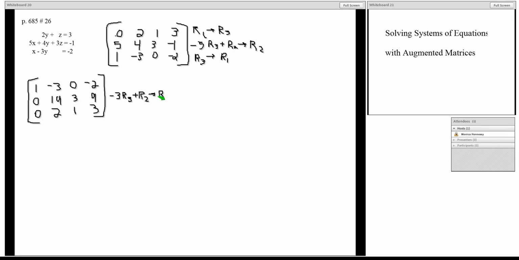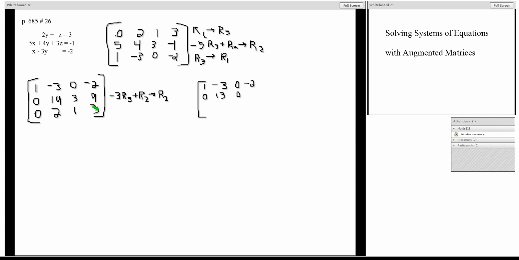Alright, so if I do negative 3 times this row plus this row, I should get the z terms, the third column, to disappear. So let's try that. Negative 3 times row 3 plus row 2. And that will go back to row 2.